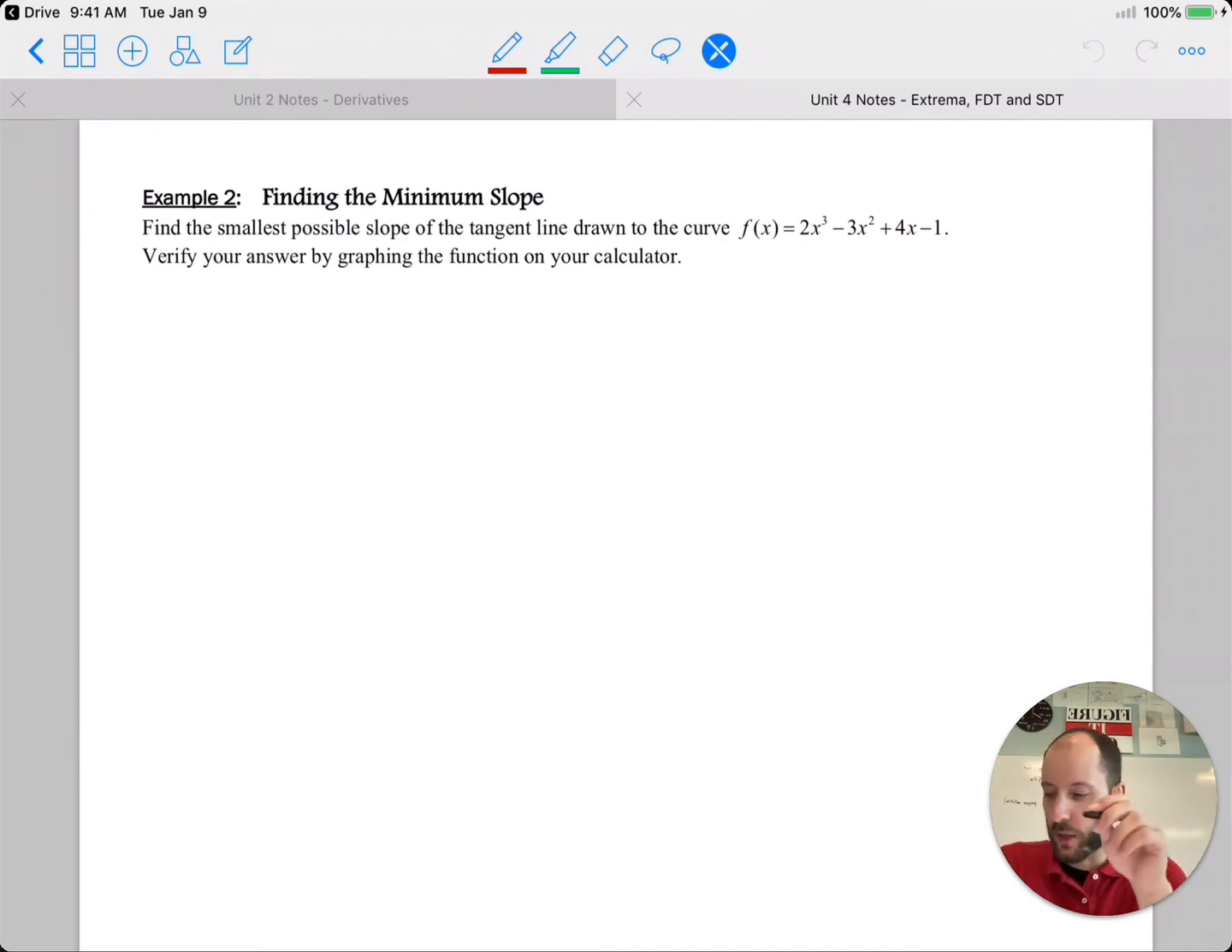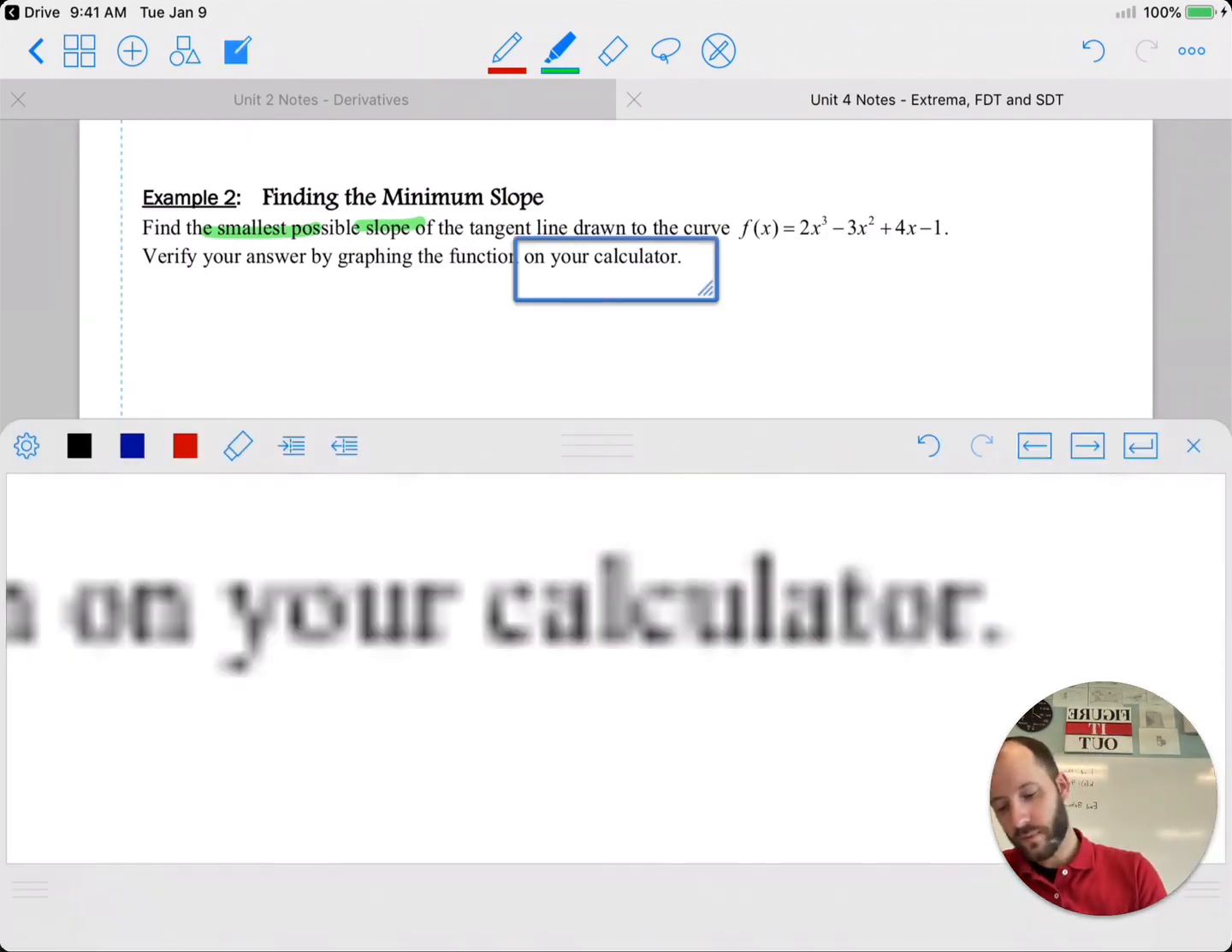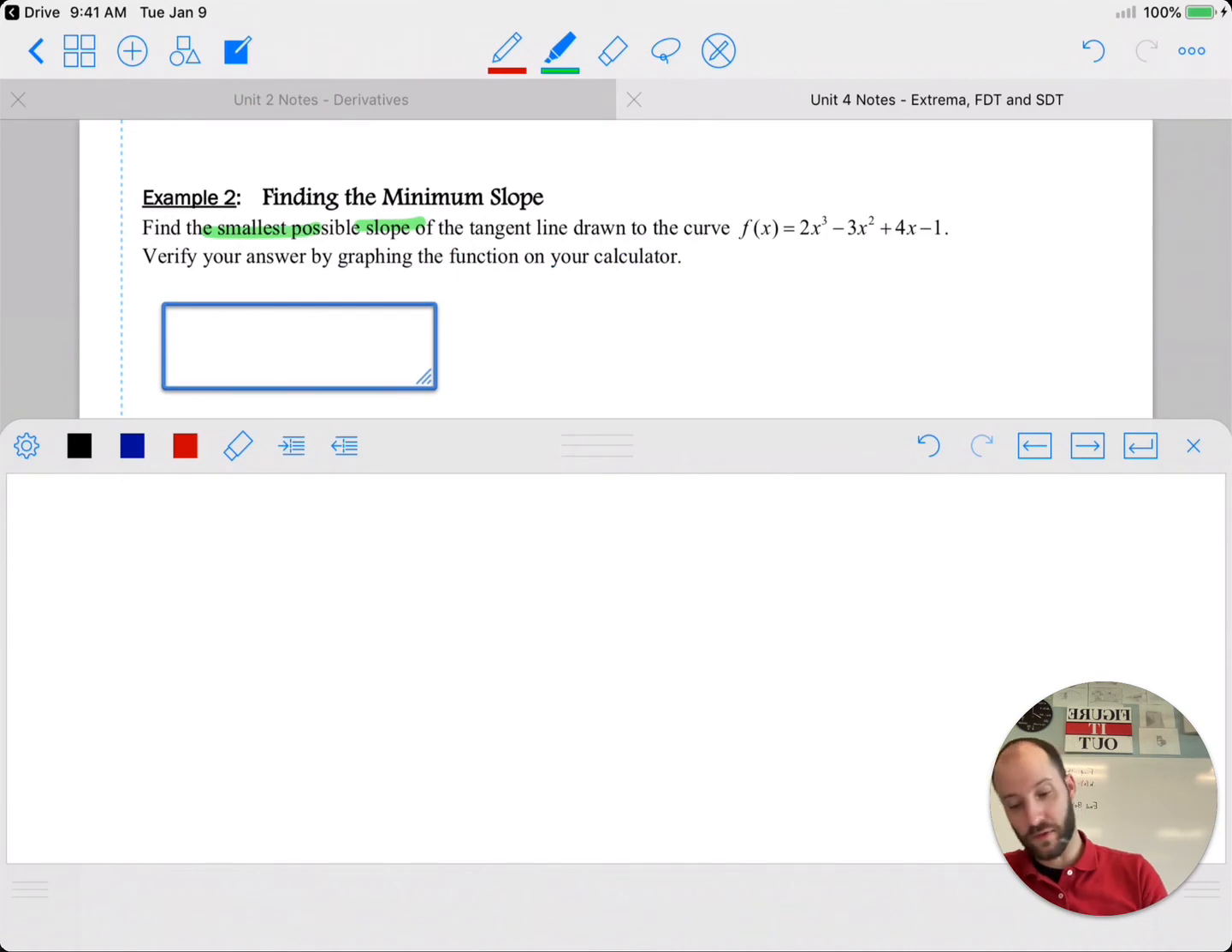Finding the minimum slope. Find the smallest possible slope. So think about it. You're finding the smallest. Gonna highlight. Find the smallest slope. So you're minimizing a slope. Gotta think when I say slope, what should you think? What should be in mind synonymous with slope? Okay, that should be your derivative. So you're finding a minimum derivative, so a minimum of the derivative.